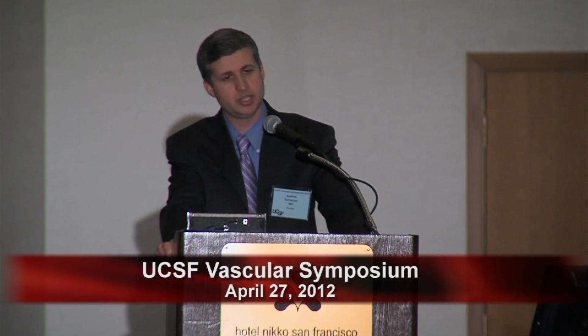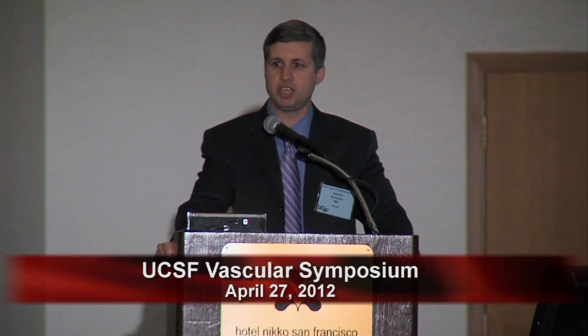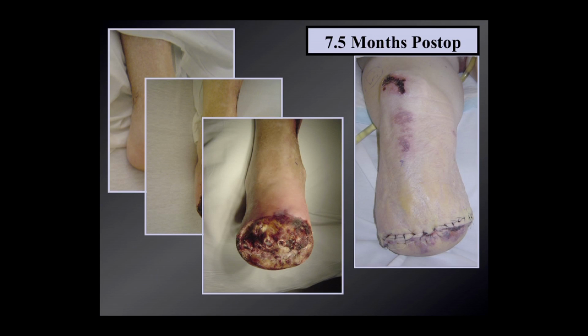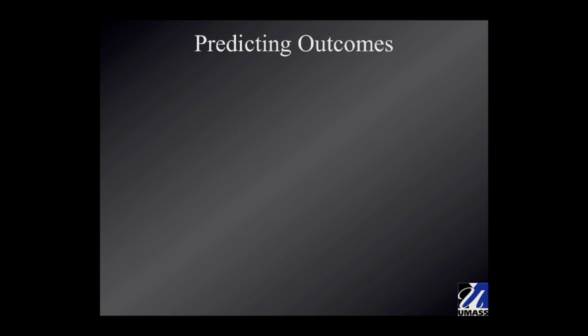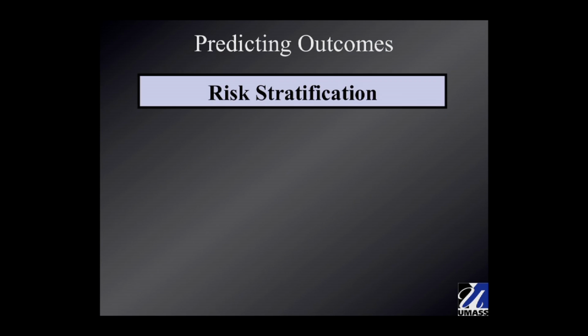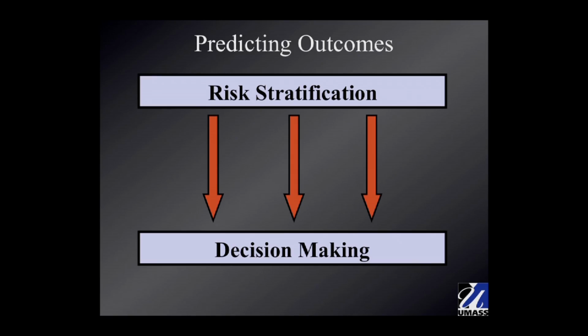So what this talk really is about is trying to identify that patient up front before you've spent 7.5 months trying to get them ultimately to a below-knee amputation. So it's really about predicting outcomes. And we talk about risk stratification, and that's something that's been my main interest. And ultimately, the goal there is to improve decision-making. So I'd like to tell you a little bit about the work we've done trying to do that in patients with critical limb ischemia.